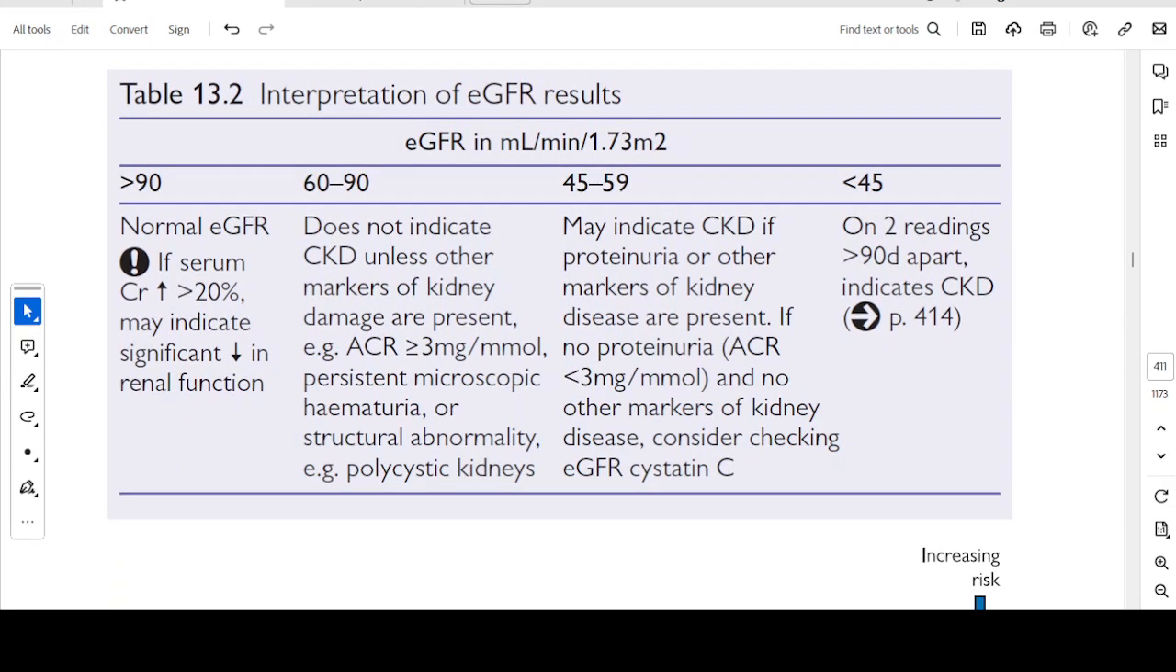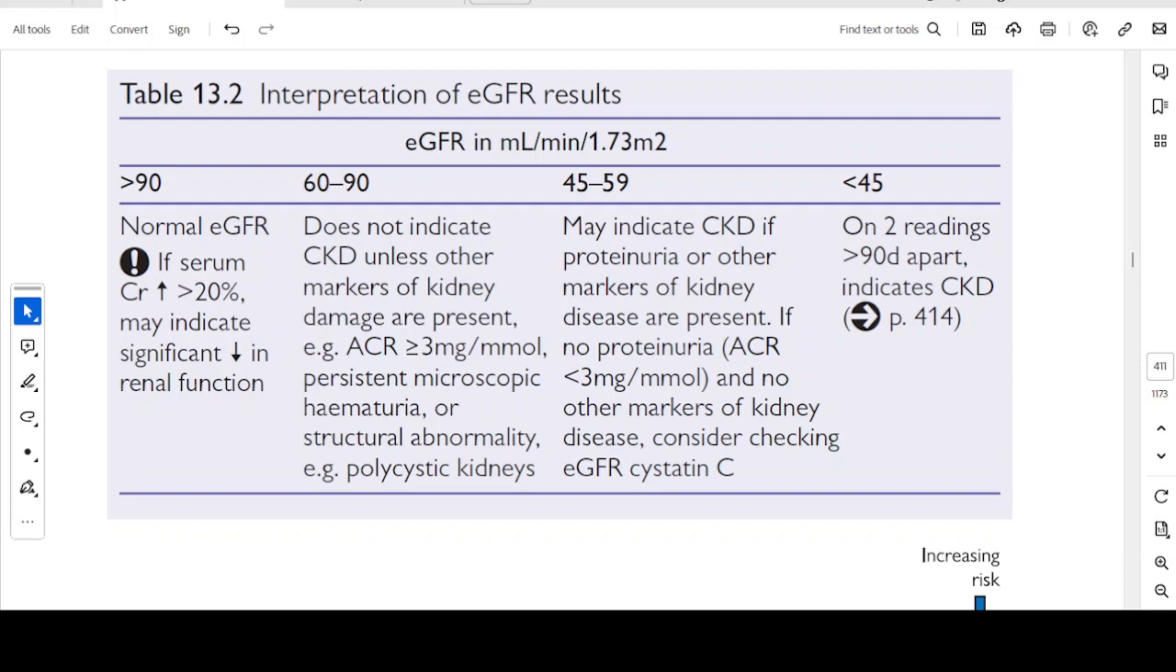Estimating renal function, interpretation of eGFR results. eGFR in milliliters per minute per 1.73 meters square. If eGFR is more than 90, normal eGFR; if serum creatinine is high, more than 20% may indicate a significant reduction in renal function. 60 to 90 does not indicate CKD unless other markers of kidney damage are present, for example ACR more than 3 milligrams per millimole, persistent microscopic hematuria or structural abnormalities like polycystic kidneys.